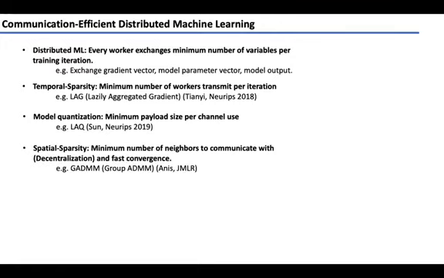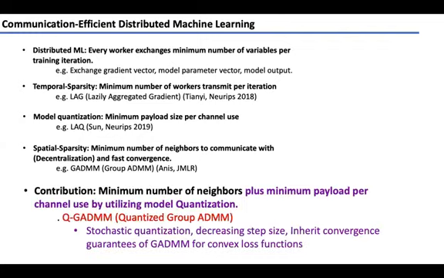In our prior work, Group ADMM, we considered spatial sparsity, where we decentralized the topology and minimized the number of neighbors that each worker needs to communicate with. We also show fast convergence of this algorithm. In this paper, we extend the GADMM algorithm and we add model quantization to minimize the payload size per channel use. We utilize stochastic quantization to minimize the quantization error, and we also decrease the quantization step size per iteration. And with those considerations, we show that Quantized GADMM inherits the same convergence guarantees of GADMM for convex loss functions.